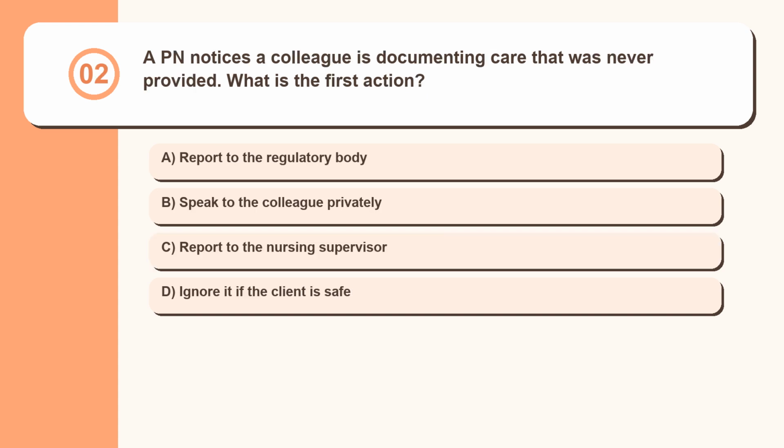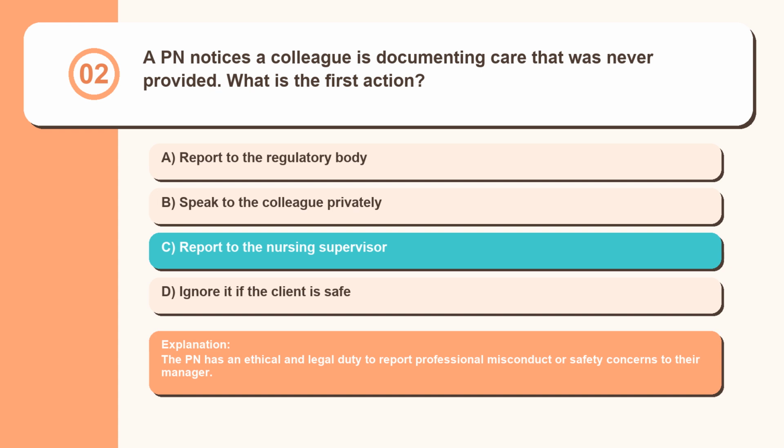Question 2. A PN notices a colleague is documenting care that was never provided. What is the first action? Report to the regulatory body. Speak to the colleague privately. Report to the nursing supervisor. Ignore it if the client is safe. The PN has an ethical and legal duty to report professional misconduct or safety concerns to their manager.